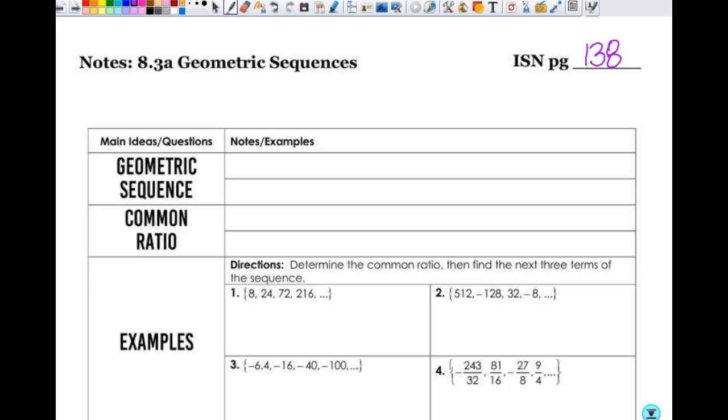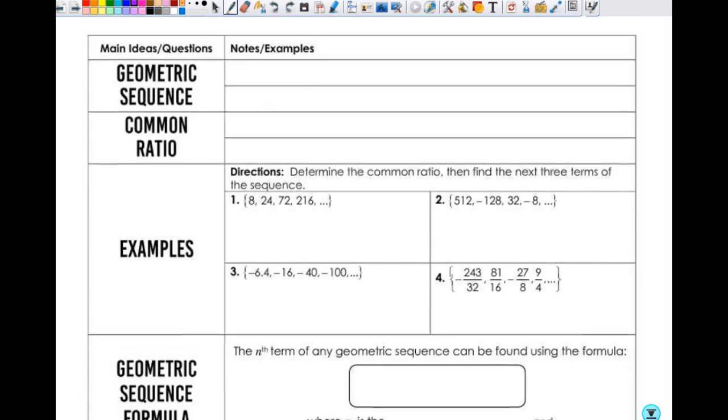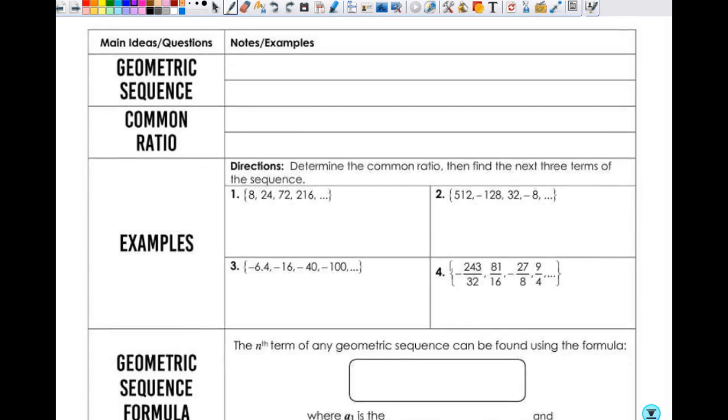All right, so yesterday we talked about arithmetic sequences. That was where you had a common difference between each term. So these are geometric sequences, which will not have that common difference, obviously, or they would be the same thing.